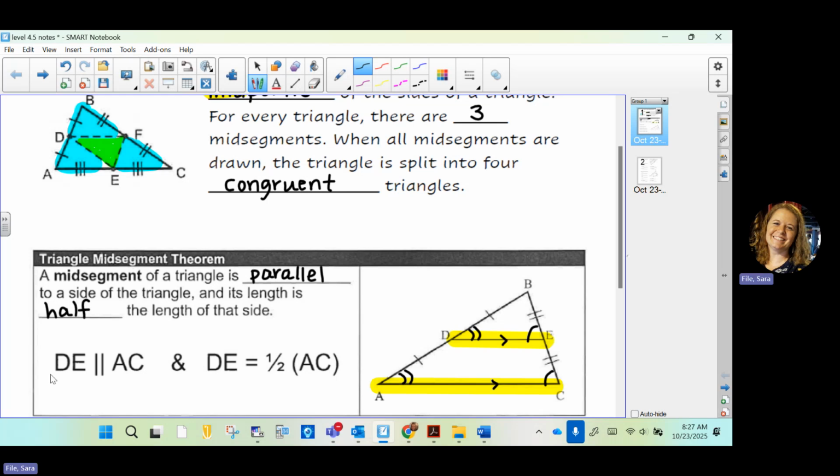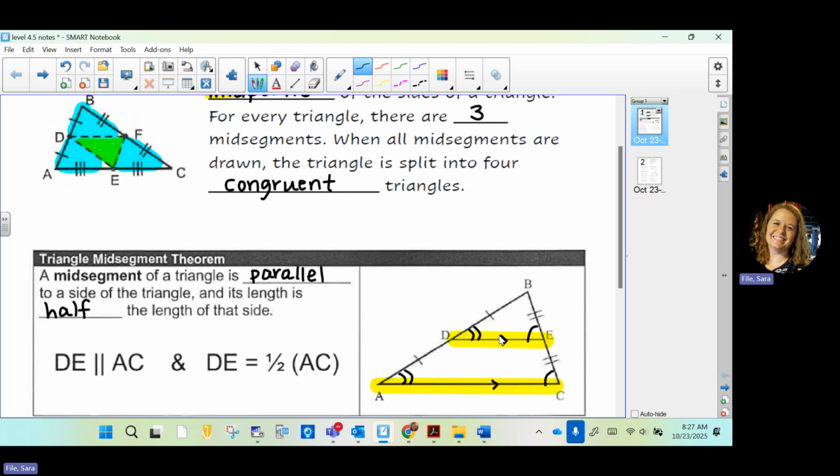Okay, so that's what's written here in math terms. Remember, this is our parallel symbol. So DE is parallel to AC, and DE is half of AC. So that's talking about the length. Now, that's saying if I wanted to find DE and I knew AC, I could take half of AC to get back to DE. Yes?